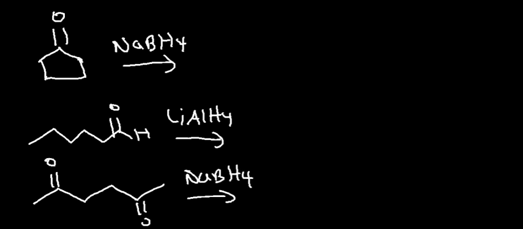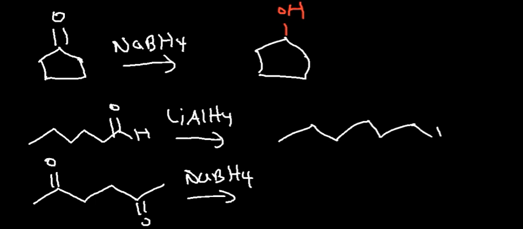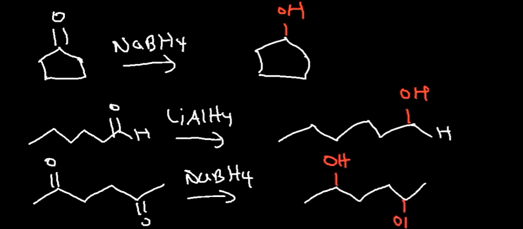So go ahead and predict a major product. For each of these, if you have an aldehyde or a ketone, simply replace the carbonyl oxygen with an OH, and that's going to be the end product. It's better if you redraw the carbon structure first, and then replace the carbonyl oxygen with an OH.